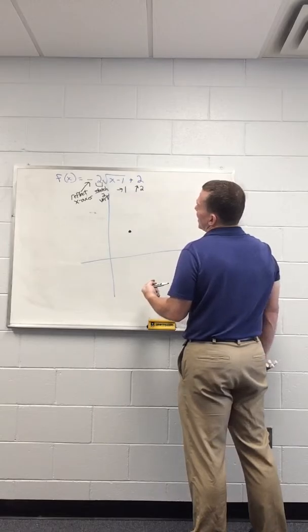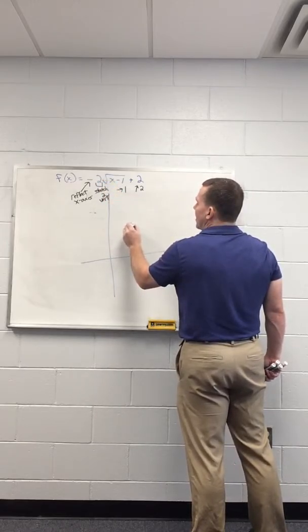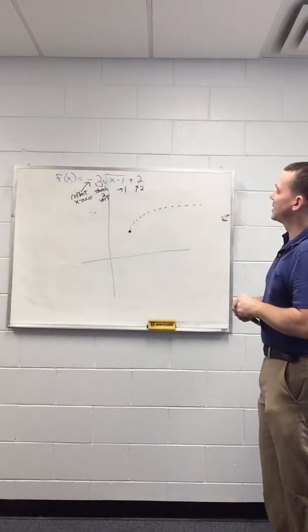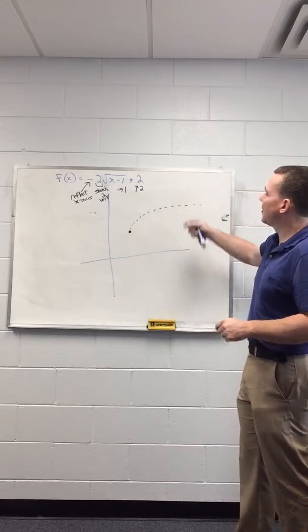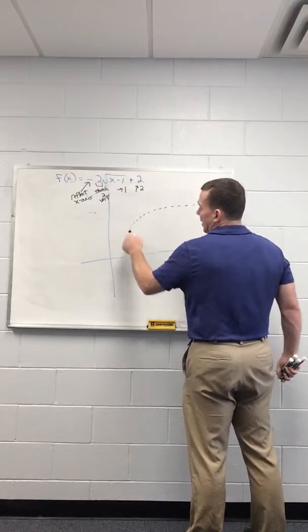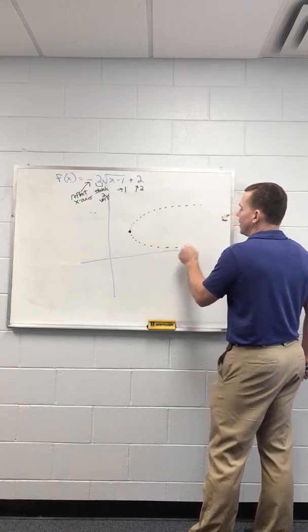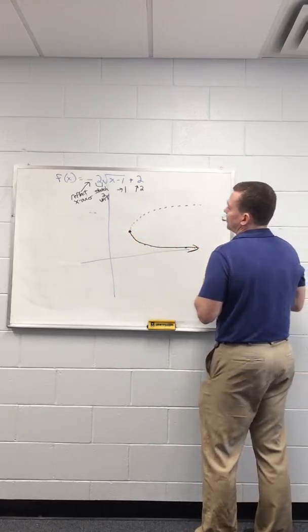So keep in mind, without the negative, this would just kind of look like this. The graph shifted right 1, up 2 and getting bigger a little bit faster. The negative will reflect it, but don't reflect it down here, reflect it here. So this is my graph right here.